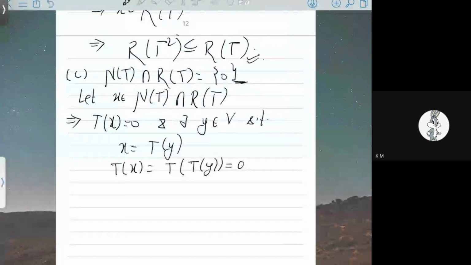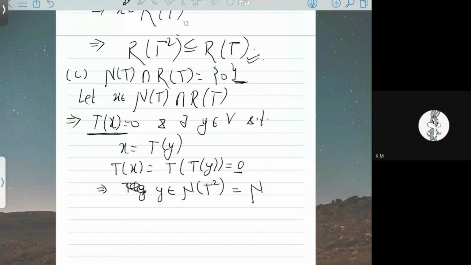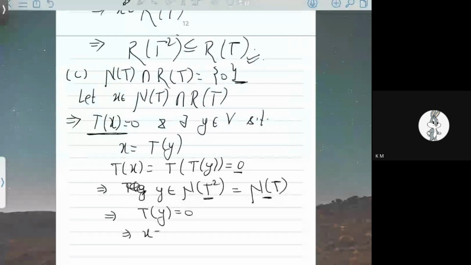Okay, so because of this we get this thing. So this implies y belongs to null space of T square, which is null space of T, right? We proved this in part A. So since this is in null space of T, this implies T of y is equal to 0. So this implies x is equal to 0. Just look at it and let me know whether this is clear or not. It's clear, ma'am. Okay, thank you.